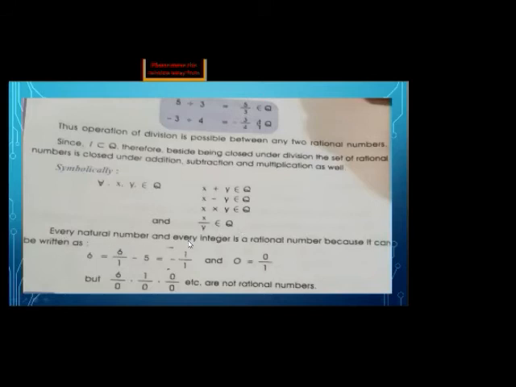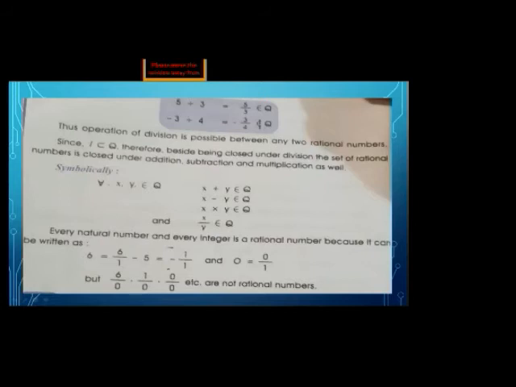Every natural number and every integer is a rational number because it can be written as a fraction. Now you are thinking we started from natural numbers and ended up at rational numbers. The reason is that every natural number and every integer is a rational number because it can be written as a fraction. So due to this reason, we change the set.